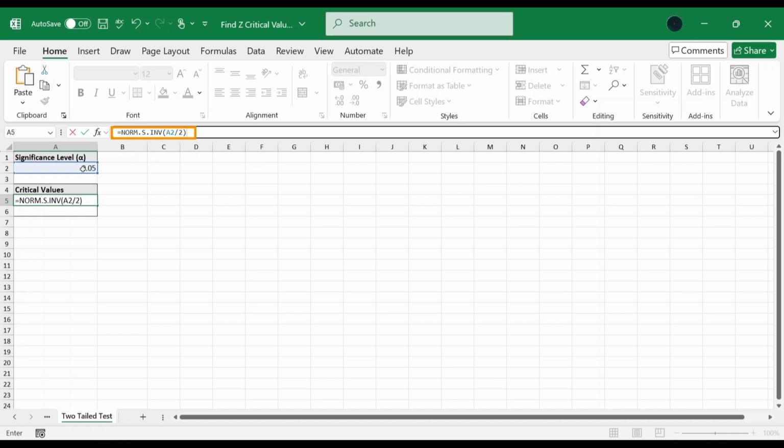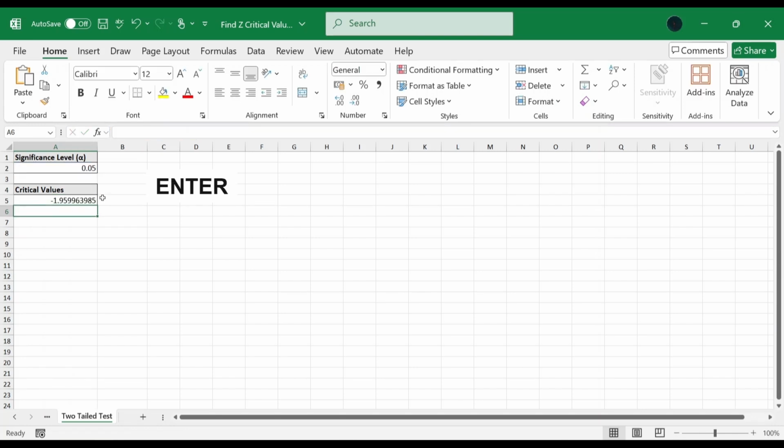We divide the significance level by 2 because each tail gets half. In this case, 0.05 divided by 2 equals 0.025, which gives us the cutoff for the left tail. Press enter. The formula returns around negative 1.96.